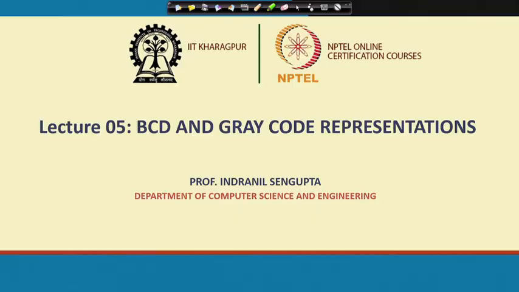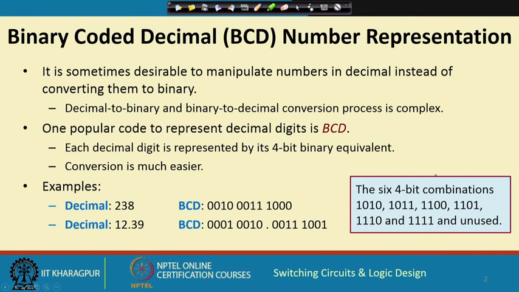So, in today's lecture, we shall be concentrating on precisely that. The topic of the lecture is BCD and gray code representations of numbers. Let us see what the idea is. We start with something called binary coded decimal numbers.